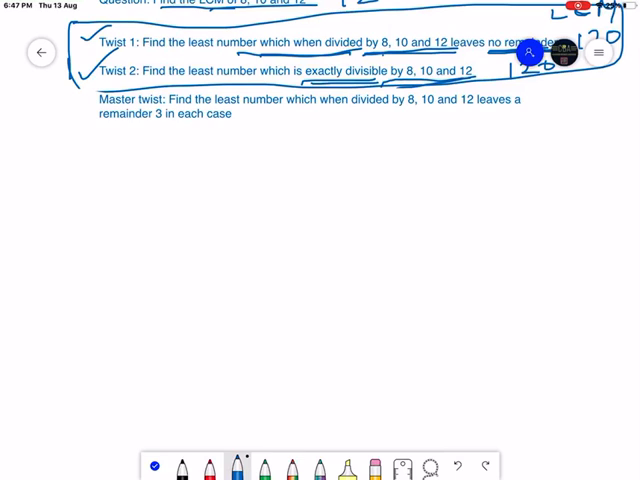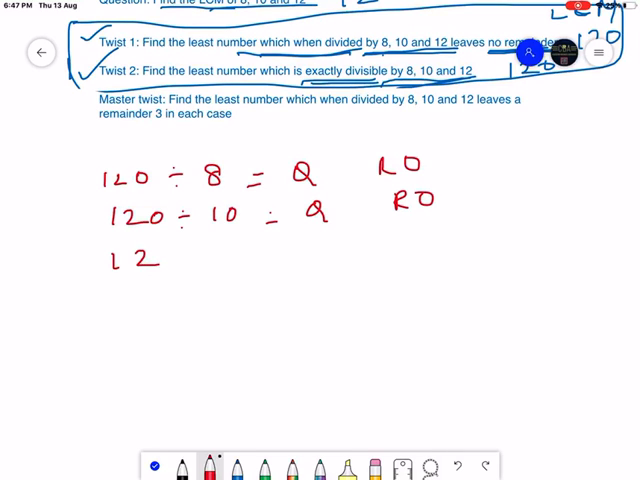Okay, so before going to the master twist question, let me again write what we found so far. So we found that 120 divided by 8 leaves some quotient. I'm not going to be worried about the quotient, but it leaves remainder 0. 120 divided by 10 leaves some quotient and remainder is 0. 120 divided by 12 gives you some quotient, but the remainder is 0. Agreed? So this is what we have found so far. Correct?